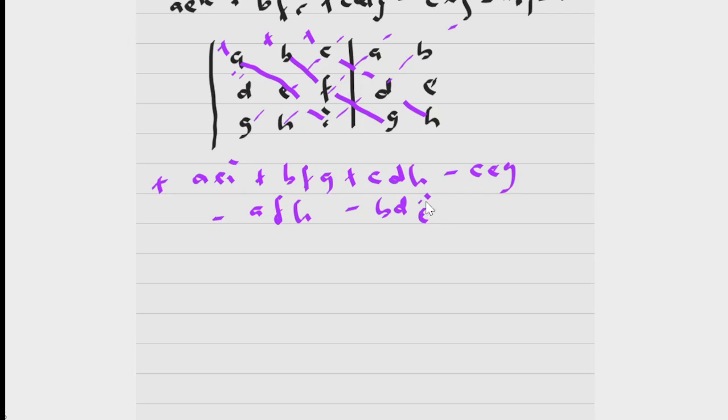It won't take you much time. So just take the sum of the products along the downright diagonals minus the sum of the products along the upright diagonals.